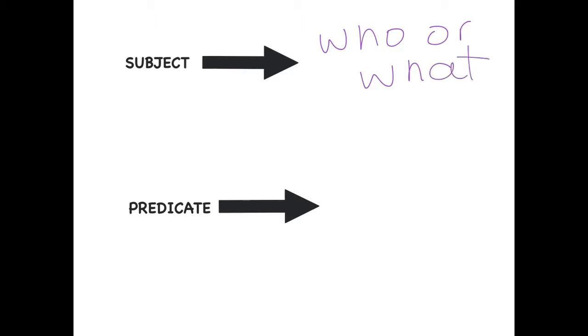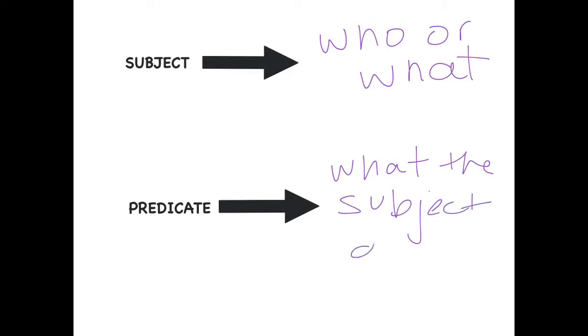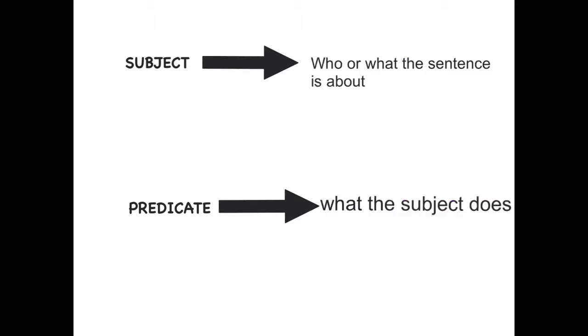We also agreed that the predicate is what the subject does. Remember how we talked about how the predicate needed to include the verb in the sentence. So we have subject as who or what the sentence is about, and we have the predicate as what the subject does. So now we need to start thinking about, well, what does the word simple mean? When you add the word simple to both of these things, it changes the meaning.